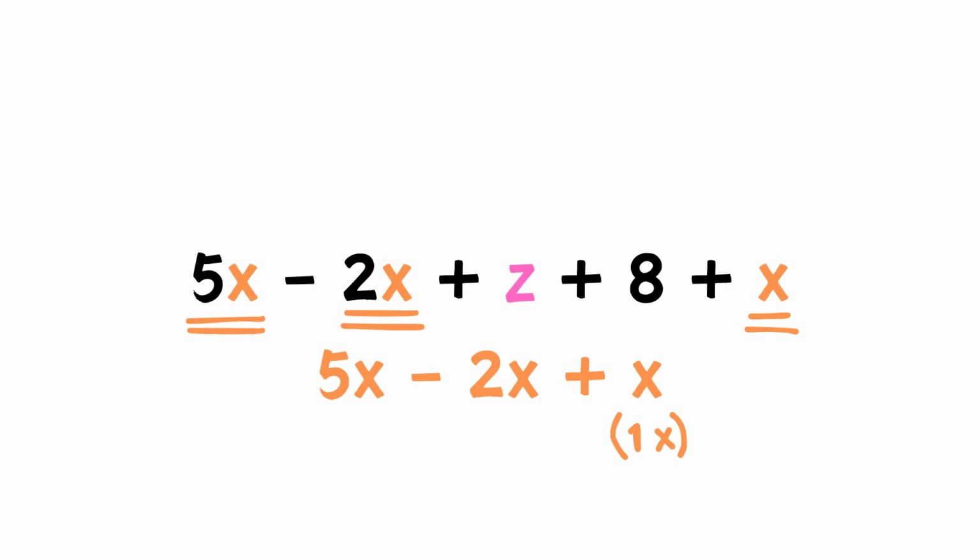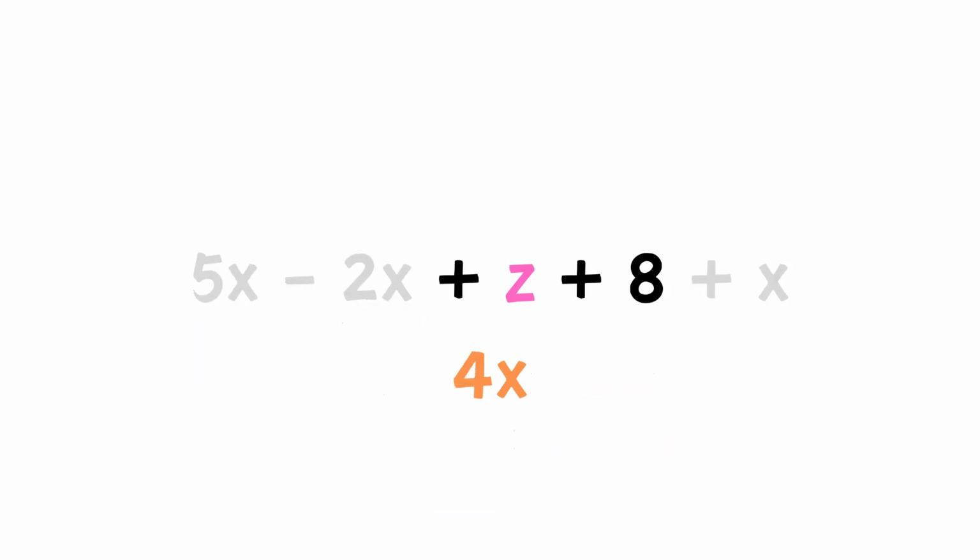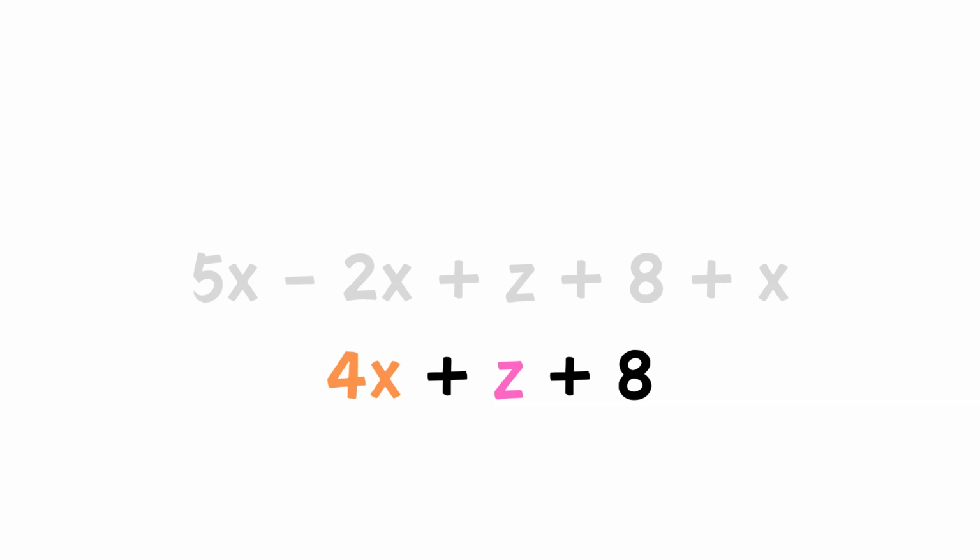So how many x's do we have in total? Well, we have 5 minus 2 plus 1. That's a total of 4 x's. Now for what's left in our expression, we see that we have z and 8. These cannot be added together since one is a constant and another is a variable. So if we combine everything together, we get 4x plus z plus 8. This is the simplest form.